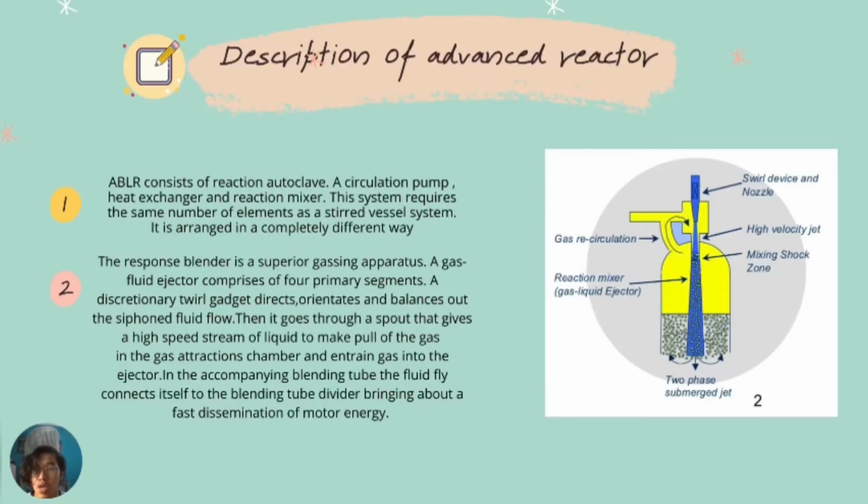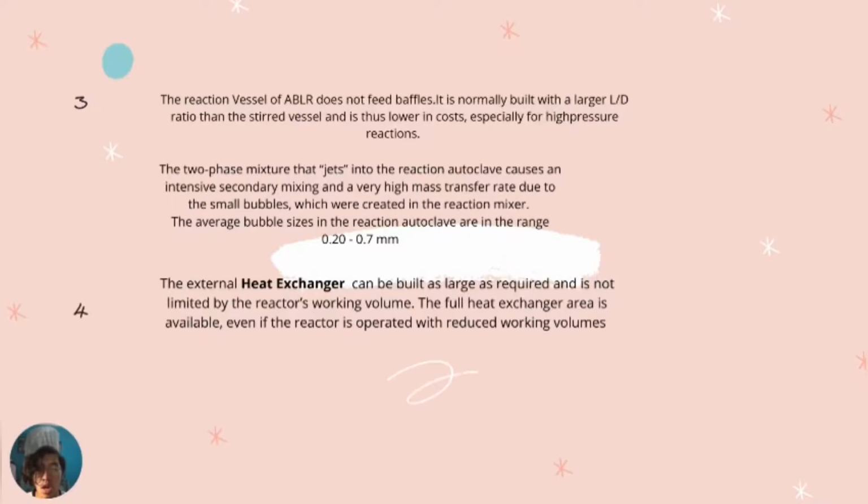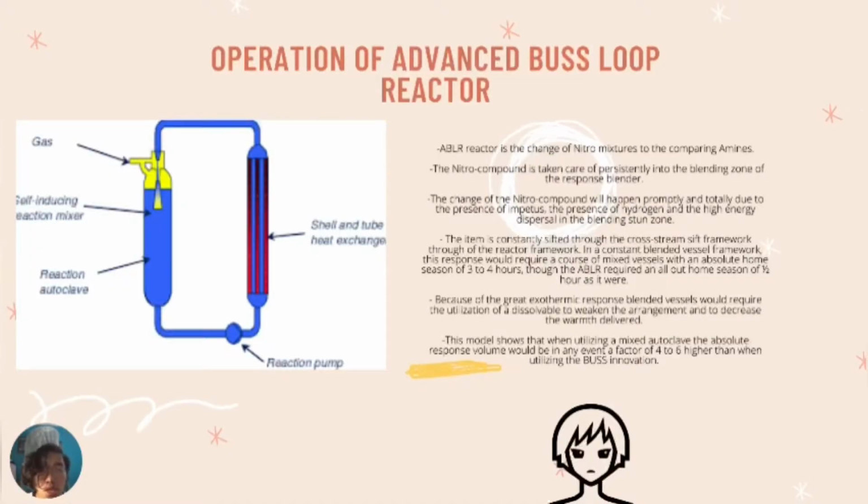The reaction mixer functions as a high performance gassing tool. It stabilizes the pumped liquid flow through a nozzle that has a high velocity jet. The external heat exchanger can be as large as required and is not limited by the reactor working volume. Lastly, the circulation pump allows a high power input per working volume in those cases with high mass transfer. Let's see the operation of the Advanced Buss Loop Reactor.